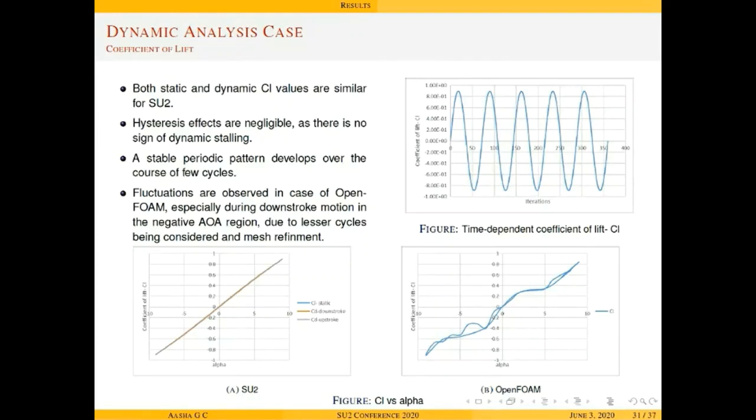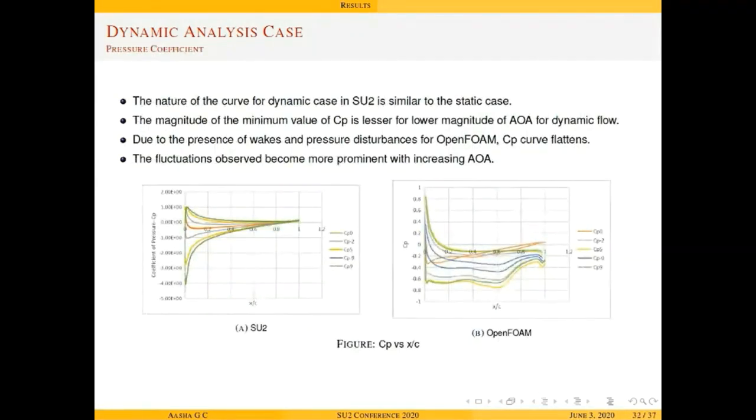As the simulation on SU2 is a multi-cycle simulation, the periodic pattern develops as the flow progresses over time. In the case of pressure coefficient, if we compare the static and the dynamic results for SU2, we find that the nature of the curves is very similar. This is, however, in contrast with the OpenFOAM results. The CP curve for OpenFOAM for the lower surface is always seen to be relatively very flat in comparison to that from SU2. This can be attributed to the extensive development of boundary layer turbulence and the presence of wakes and vortices.